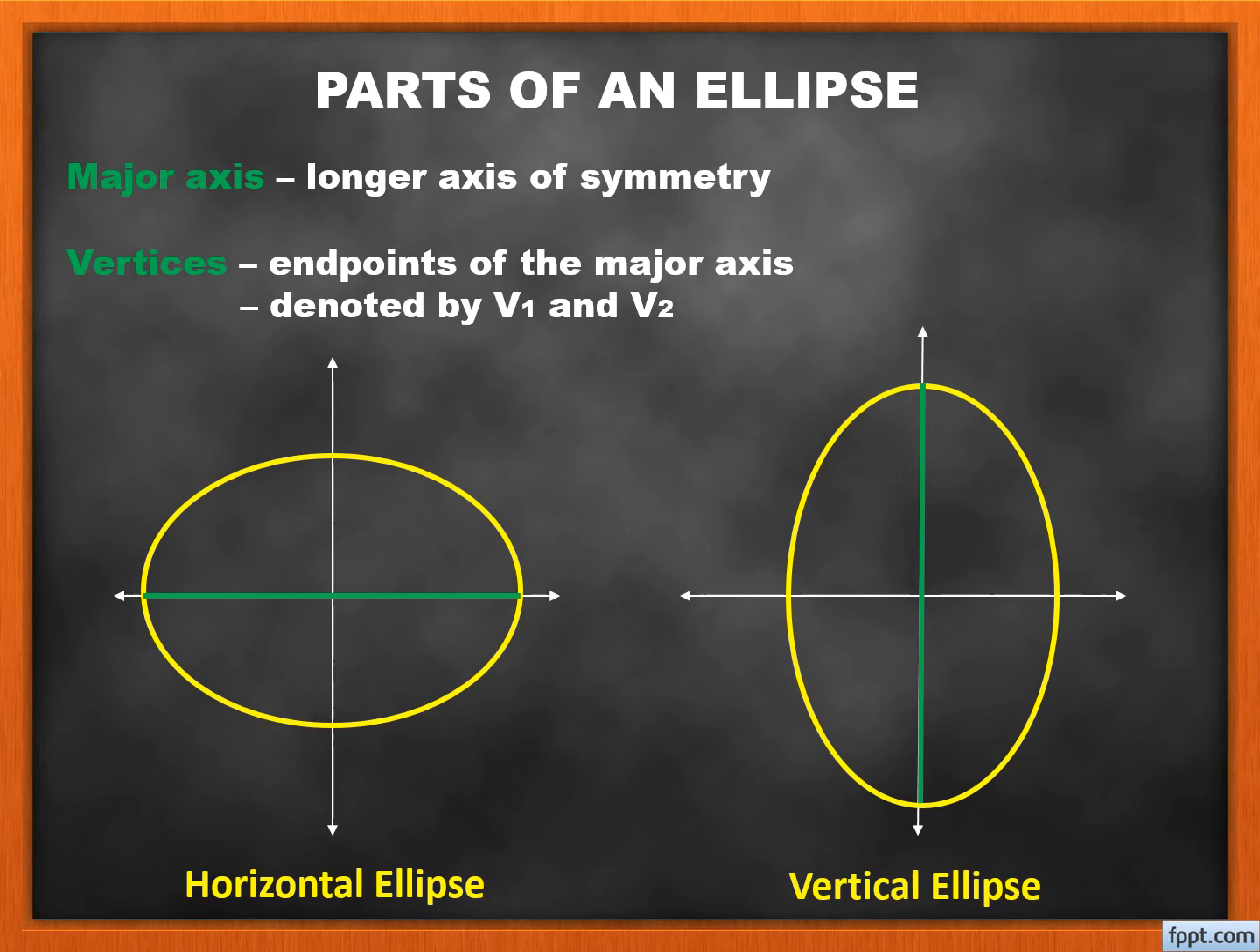Vertices are the endpoints of the major axis, and they are denoted by V sub 1 and V sub 2.